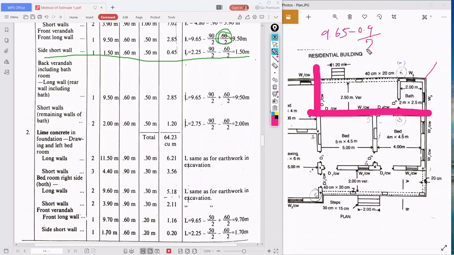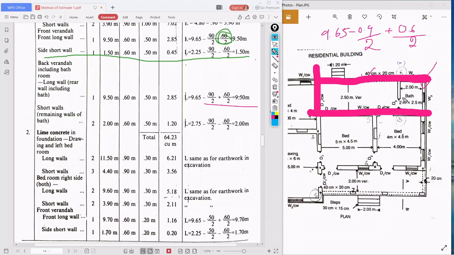That is minus 0.9 by 2. Here the 20 centimeter wall is there, so we need to add the foundation width, that is 0.6 by 2. So what is your length? That is 9.50. What is the breadth? 0.60, because this is also a 20 centimeter wall. What is the depth or height of the trench? That is 0.50 meter. Multiply, you will get 2.85. Excavation of this is also over. Now we need to do the short wall.